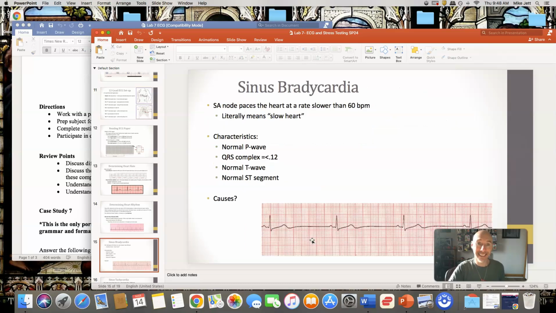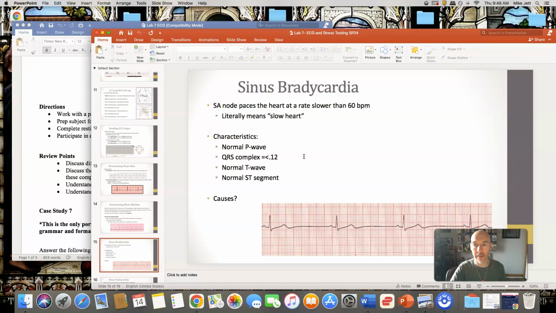If the rate is less than 60, and again the waves look normal, then that is called sinus bradycardia. That could be due to being very fit. It could be because you're laying on your back or asleep, or it could be pathological as well. You would need to determine the situation and who the person is, what you're looking at, to determine if it's normal or not.